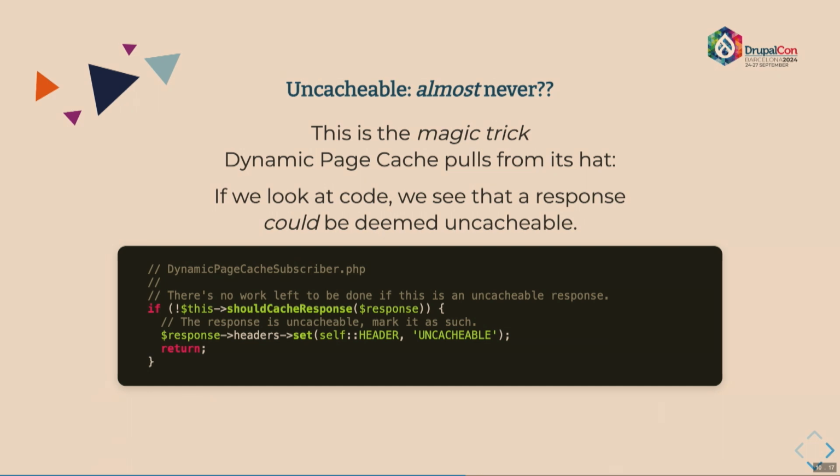Now, this is important to understand how this works. I have said before that almost never should a page be uncacheable. So this is the magic trick that dynamic page cache is doing. If we look at the code, we see that with page cache, you have either a miss or a hit. With dynamic page cache, if you go to the code, you can find that you can have a hit, a miss, or uncacheable pages, okay?